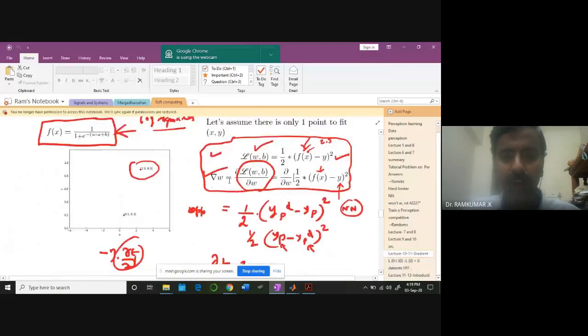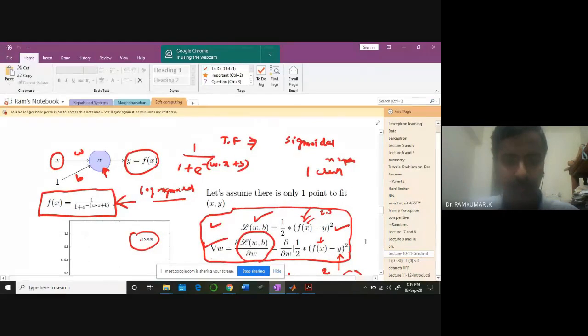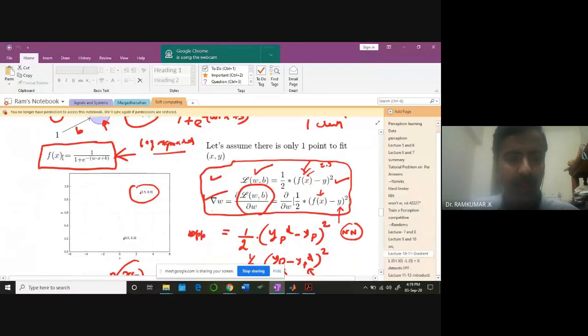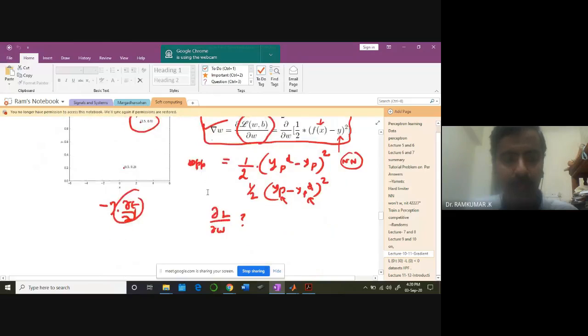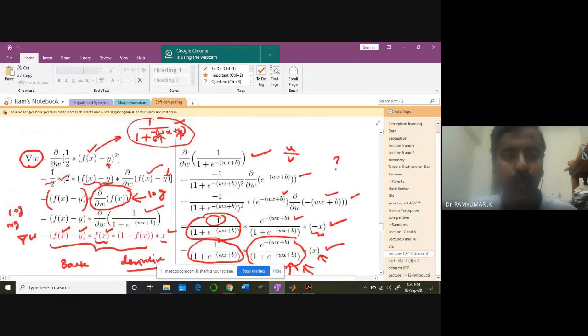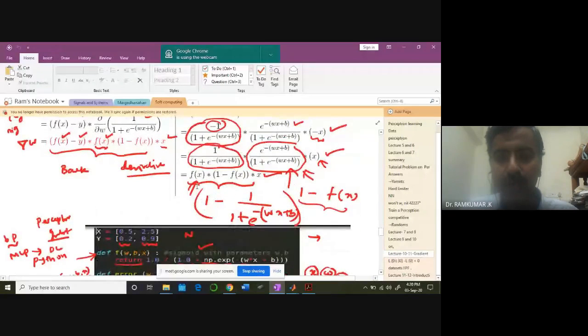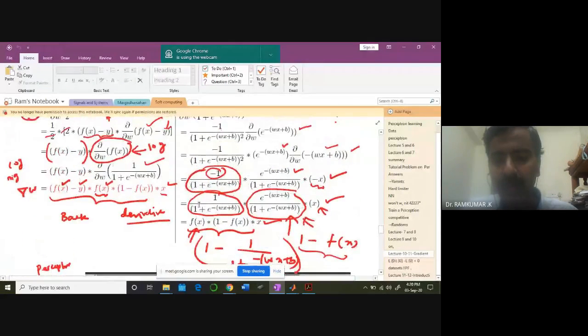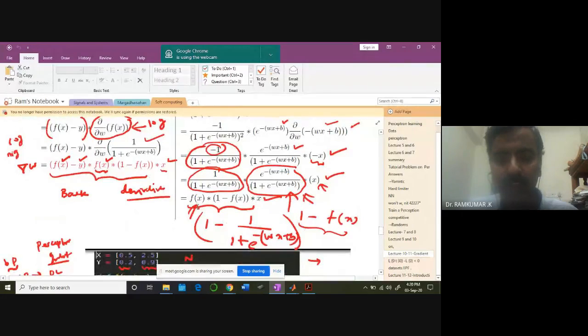Along with that, we also understood the log sigmoidal function when we introduce it in the neural network, like this: 1 by 1 plus exponential of minus (wx plus b). What's happening when you go for the first derivative, dou by dou w of that error, f of x minus y the whole square? That function is going to really help us, primarily because the derivative of that function with respect to w comes to a mathematically convenient form. This is f of x into 1 minus f of x into x.